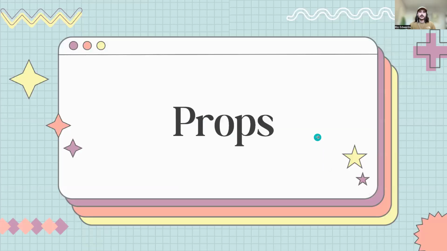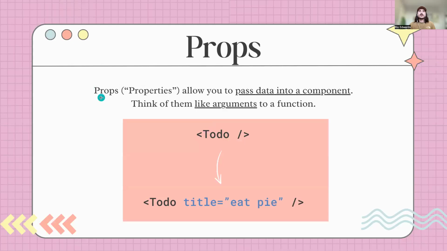So to start, we're going to talk about props. Props is short for properties, and they're a way of passing data between different components. You can think of them like arguments to a function. So here we have a regular to-do component, and here we have a to-do component that has a prop being passed in. The prop looks like an HTML attribute.